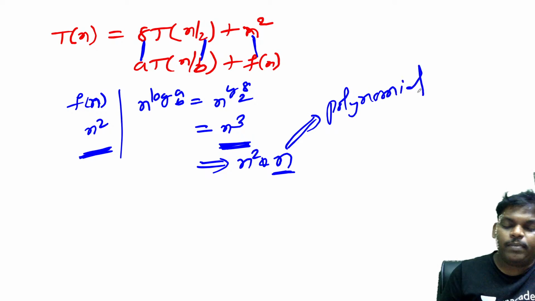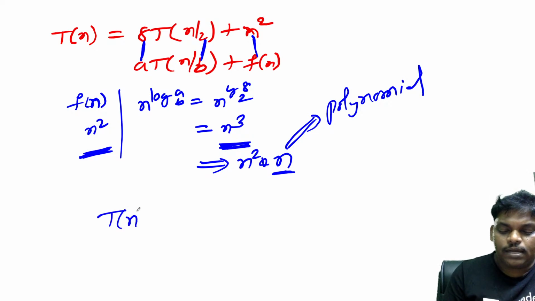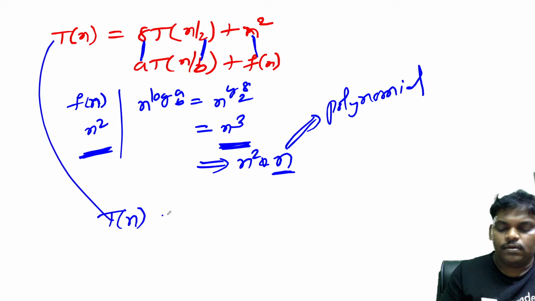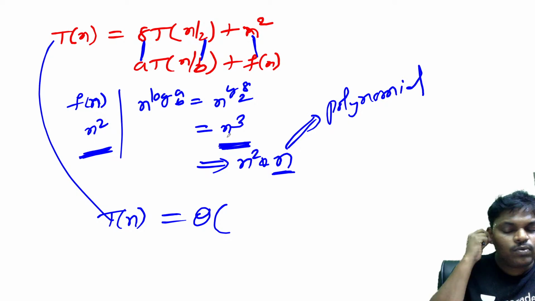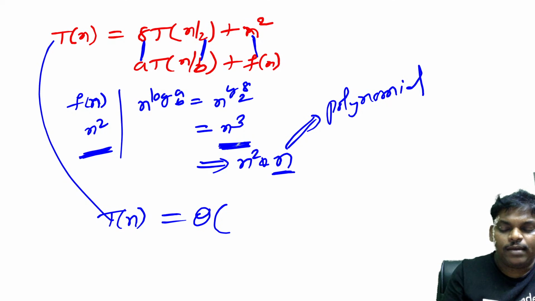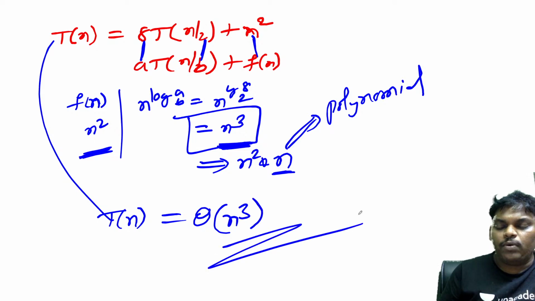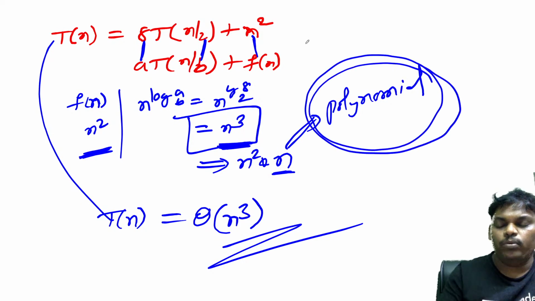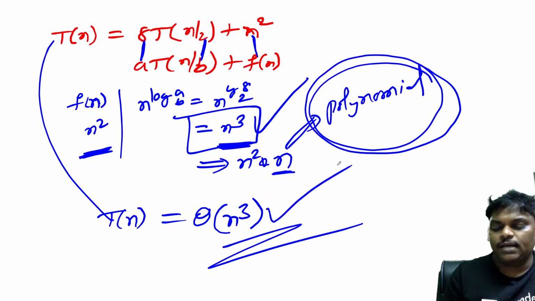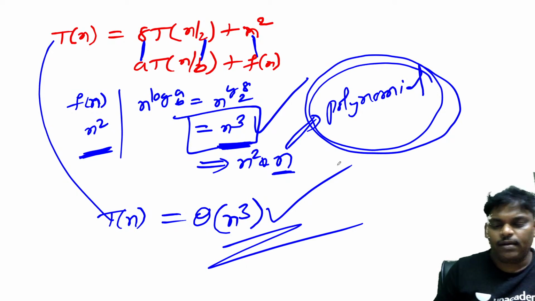Comparing f(n) with n power log a base b, when it is polynomially bigger, whoever is bigger is the answer. Who is bigger, n² or n³? n power log a base b is bigger. Whenever it is polynomially bigger, whoever is the bigger one is the answer. So the master theorem answer is theta of n³.